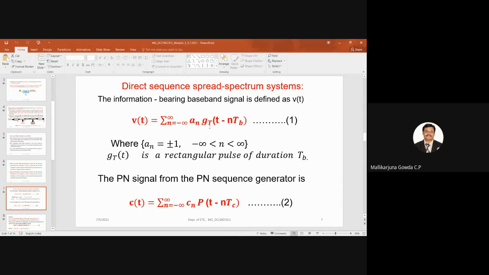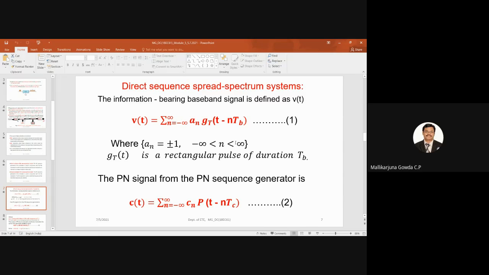Then this is g_T(t). g_T(t) is a rectangular pulse of duration T_b, where T_b is the bit duration. And it is shifted, that is, g_T(t minus n T_b), where the value of n can vary from minus infinity to plus infinity.